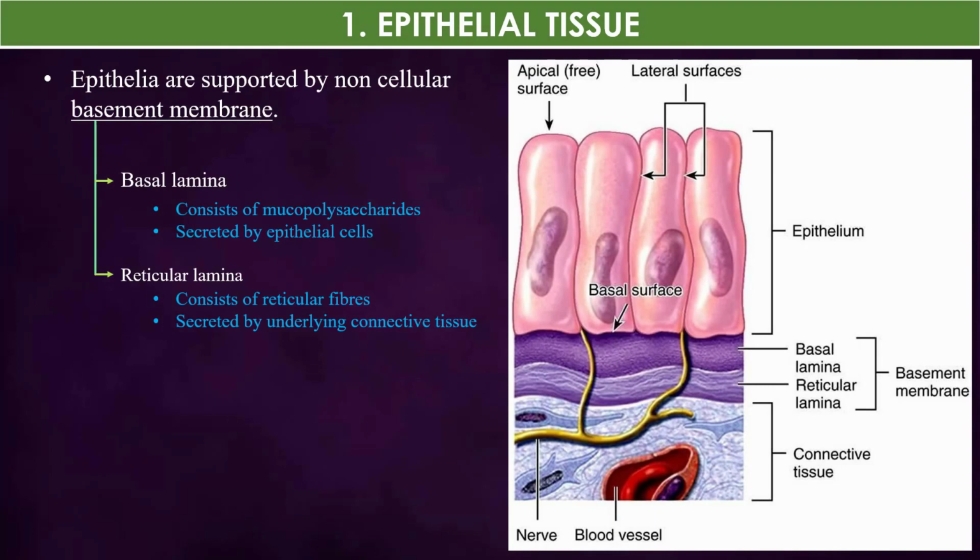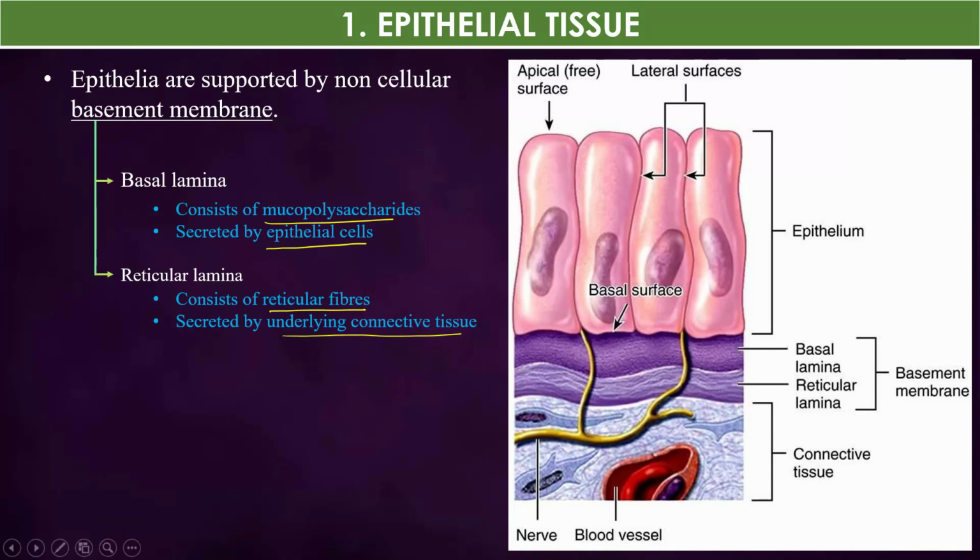Let us see the diagram of epithelial tissue. Here you can see the epithelial cells resting upon a non-cellular basement membrane, and this basement membrane is made up of basal lamina and reticular lamina. The basal lamina consists of mucopolysaccharide, which is secreted by epithelial cells, and the reticular lamina consists of reticular fibers which are secreted by underlying connective tissue. In connective tissue, nerves as well as blood vessels are present, but in the basement membrane only nerves are present.